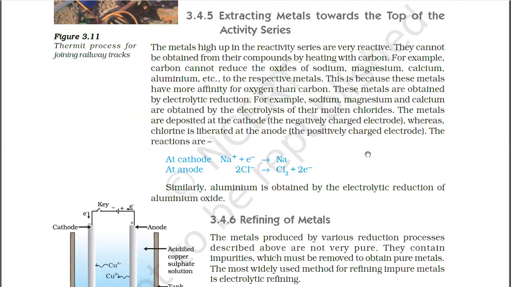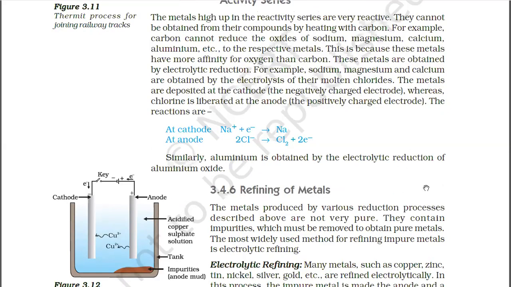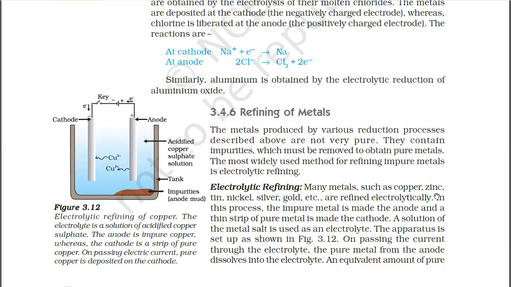For example, sodium, magnesium, and calcium are obtained by the electrolysis of the molten chlorides. The metals are deposited at the cathode, which is the negatively charged electrode, whereas chlorine is liberated at the anode, which is the positively charged electrode. Similarly, aluminium is obtained by the electrolytic reduction of aluminium oxide.